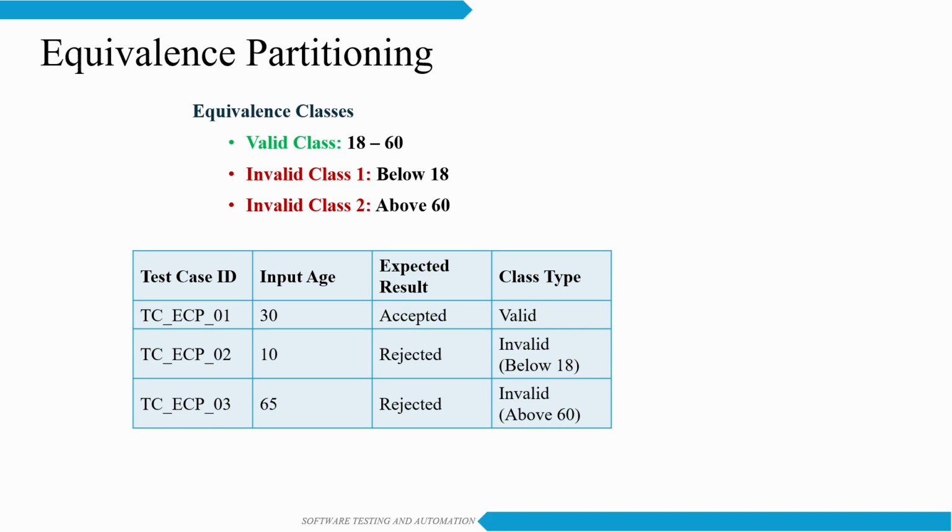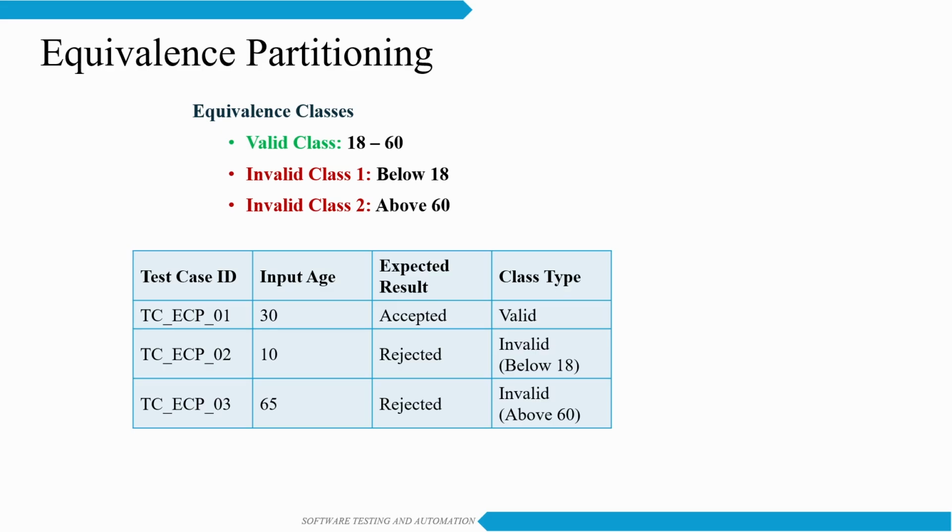A test case will include a test case ID, the input value, the expected result, and the class type. See here, for example, I can create a test case ID like this. TC means test case, EC means equivalence class partitioning, and the test case number is 1, so 01. I am giving the input as 30, which is within the valid range. The expected result is that it is accepted, and the class type is valid.